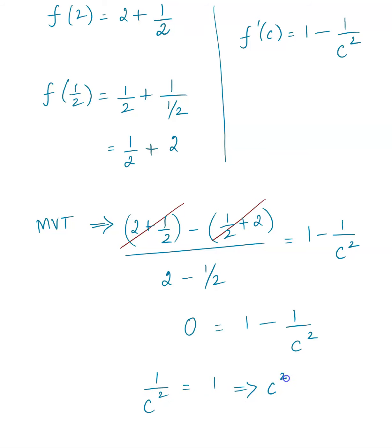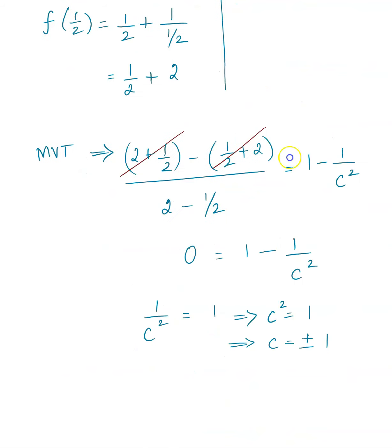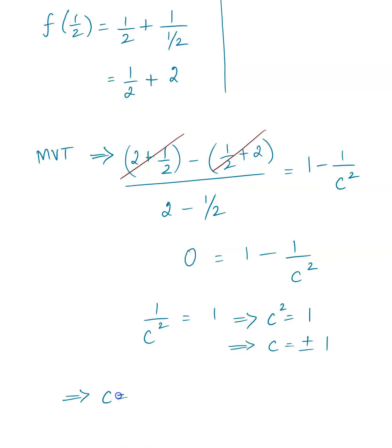which implies c squared equals 1, which implies c is plus or minus 1, isn't it? Because if you take the square root, it's a plus or minus 1. But you'll have to choose one of them because you know this interval is from half to 2. So a minus 1 will not work here. So this implies c must be equal to 1, since c equals negative 1 is outside the closed interval. Now sometimes you can accept both values provided they both were in the closed interval. And we found our value.